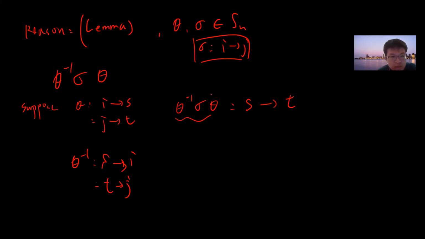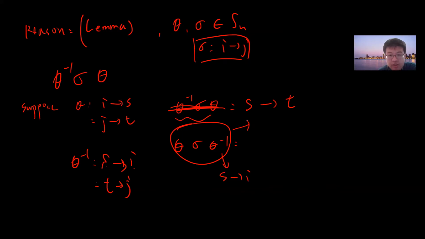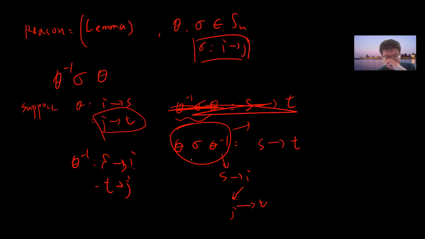The reason is, let's write it this way. I want to claim that these send S to T. The reason is that theta inverse sends S to I, so S maps to I, and theta sends I to J, and then theta sends J to T. So S maps to T. So I should write theta sigma theta inverse.